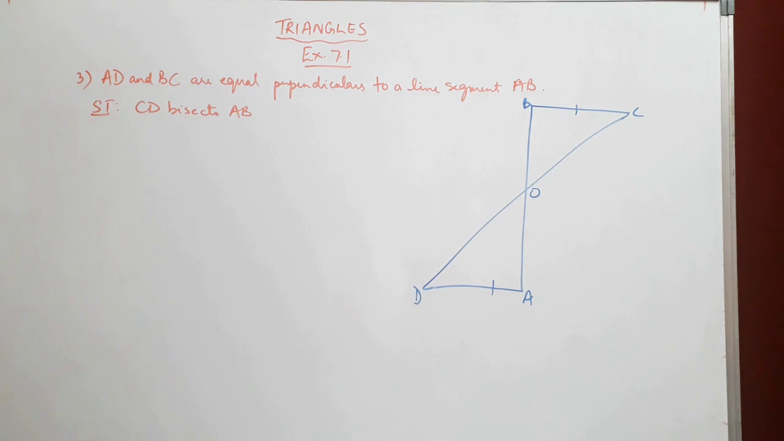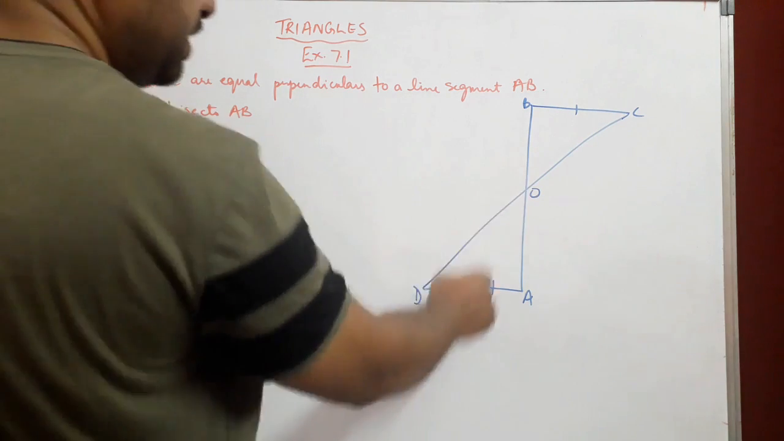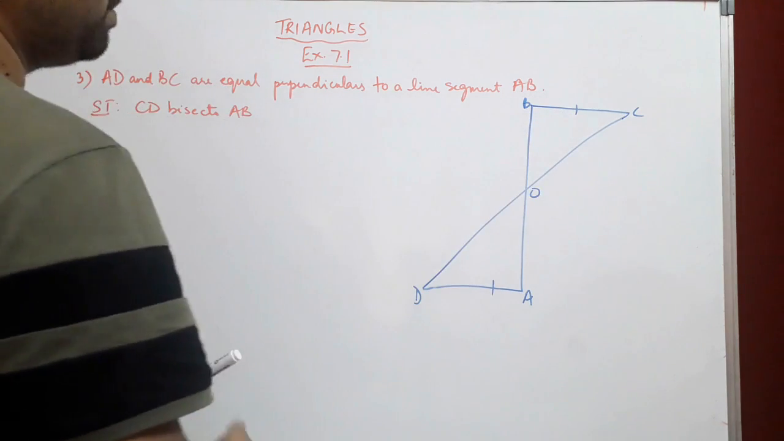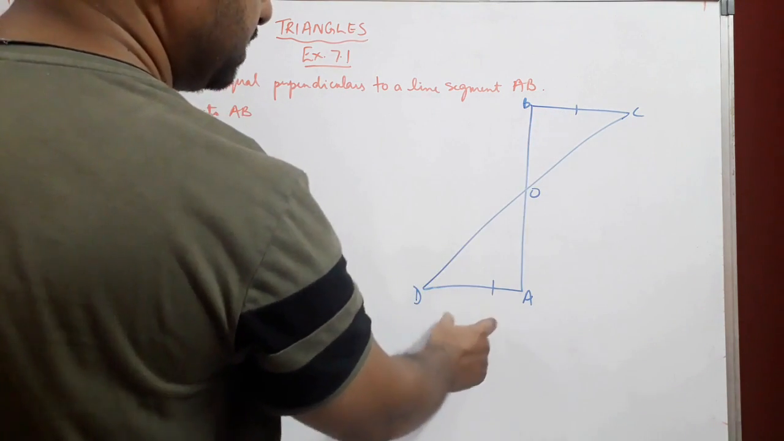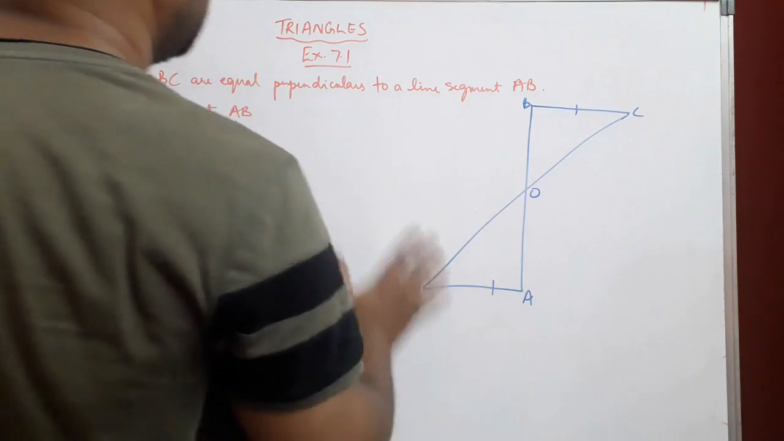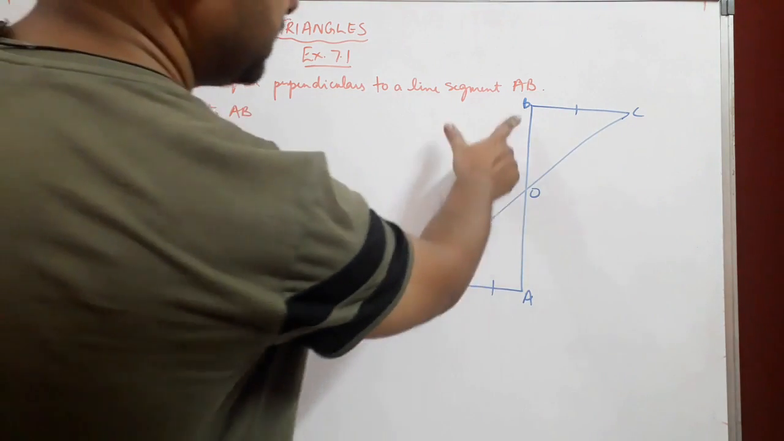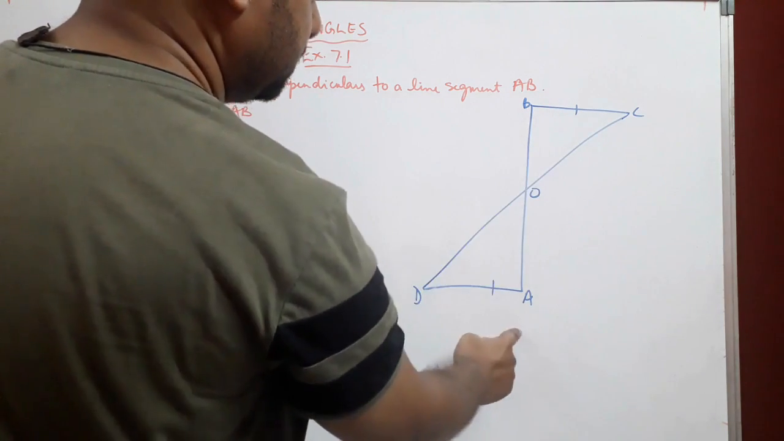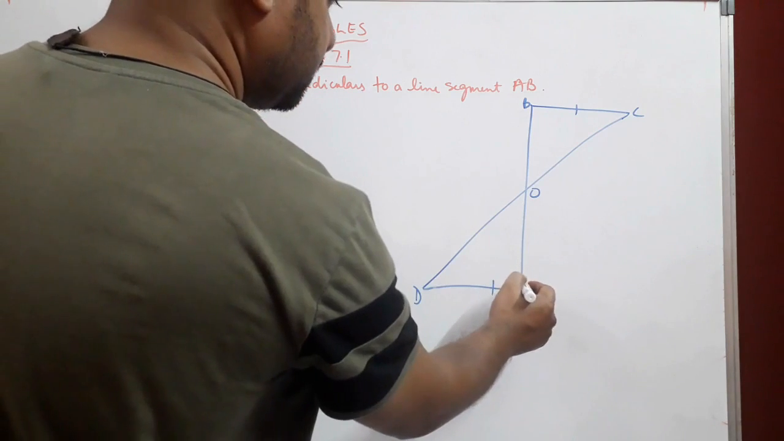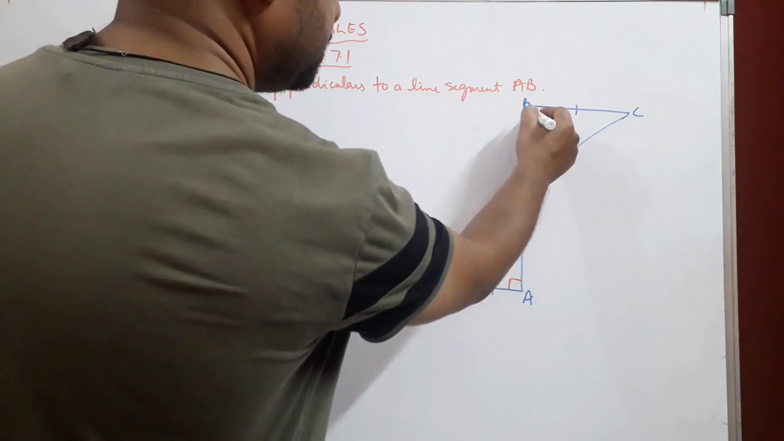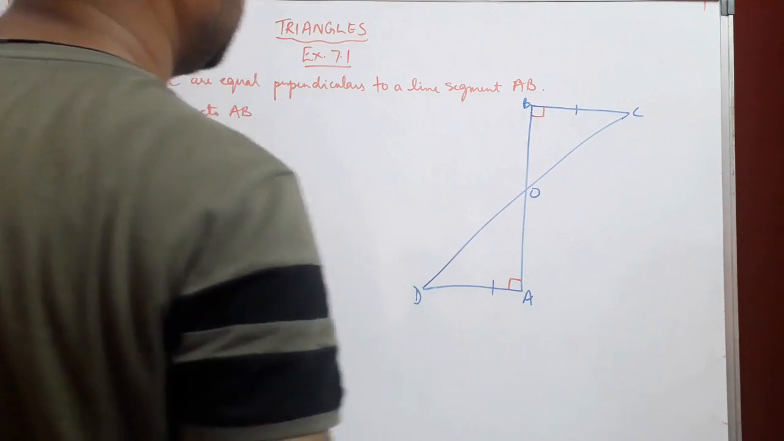If you have a look at the diagram that we are given, it is said AD and BC are equal perpendiculars to a line segment AB. That means these two are equal in length. We are also told that this is a perpendicular, that is AB. That means we'll have perpendiculars over here. These will form 90 degree angles.